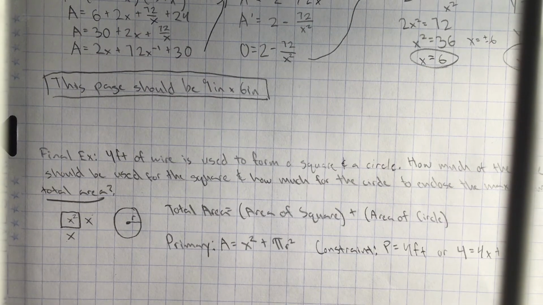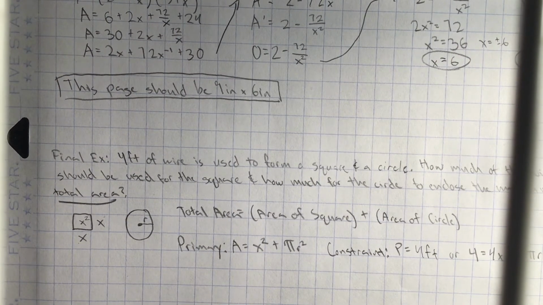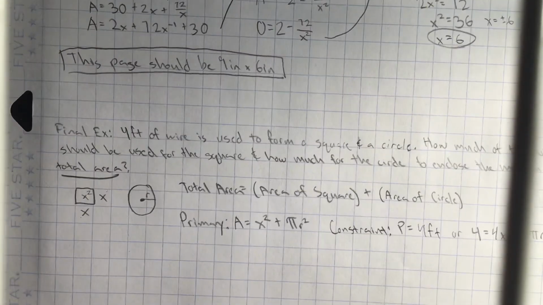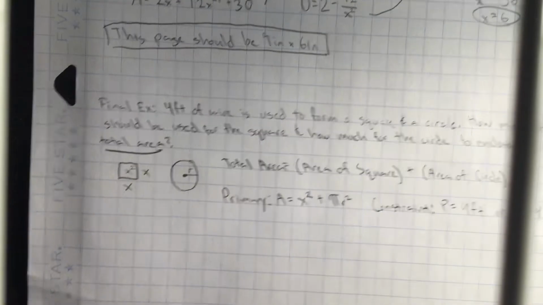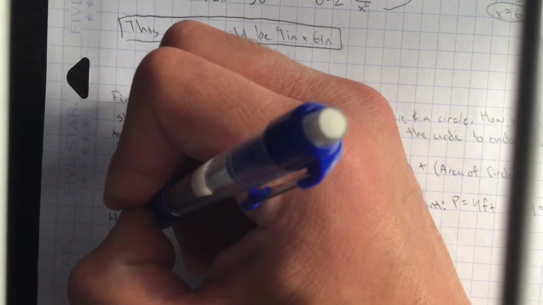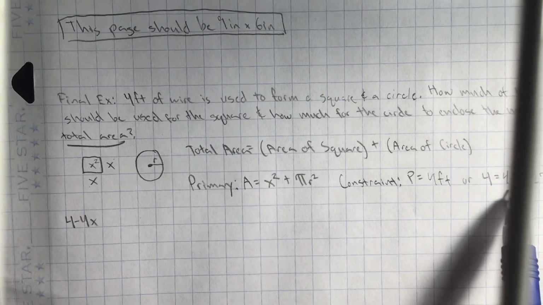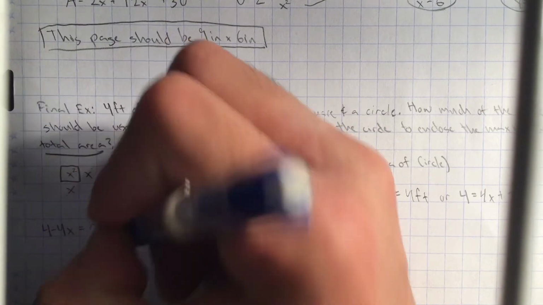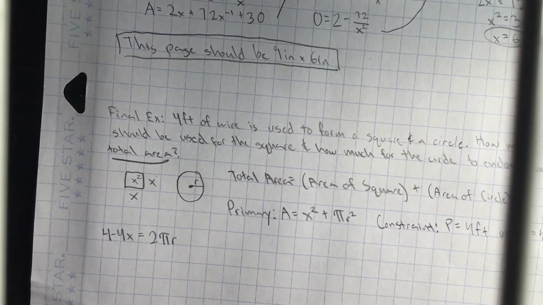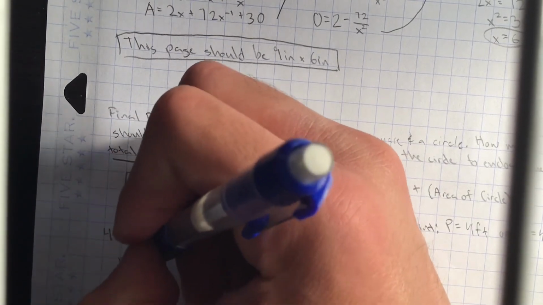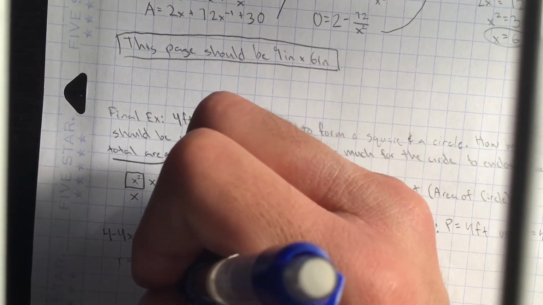So now we can use that formula we just found with the constraint and isolate r. That'll make things easier for us. So right here, 4 minus 4x. We just took this 4x and subtracted it, so it's on the other side of the equal sign. So 4 minus 4x equals 2 pi r. Then we divide by 2 pi to isolate r, and r equals 4 minus 4x over 2 pi.